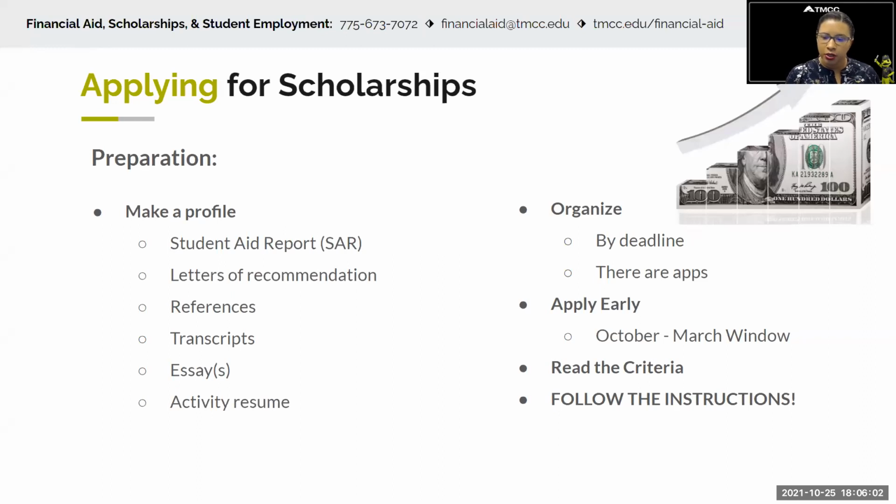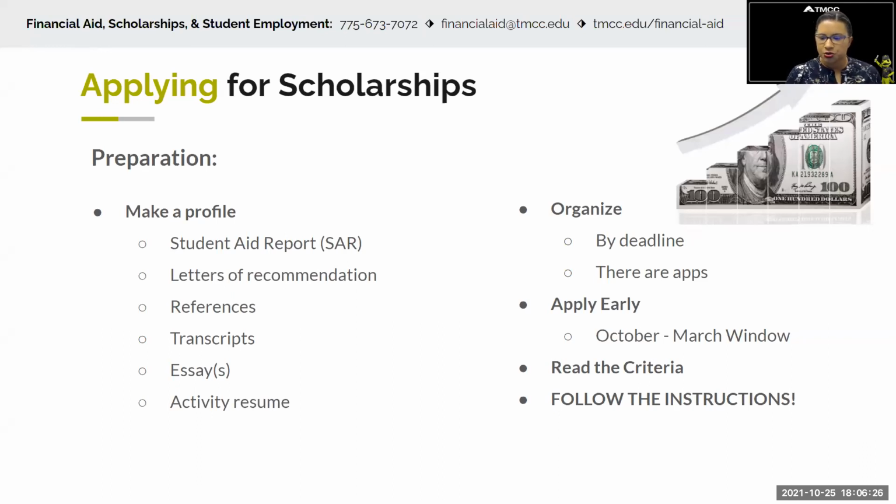And then be organized. Make sure that you organize your scholarships based on the deadline so you don't miss any of those. There are even apps that help organize scholarships, which is really cool because you can even get reminders and notifications that your scholarship is due in a week. That way you can get it all prepared and sent in.